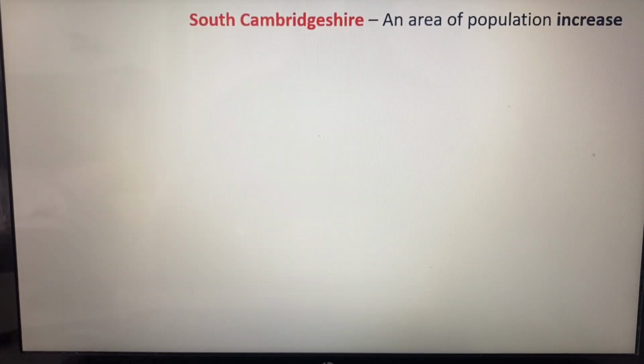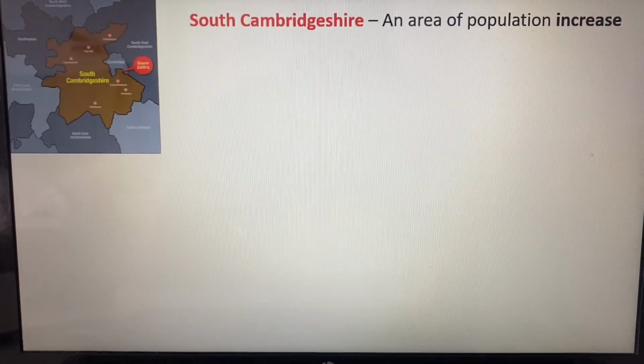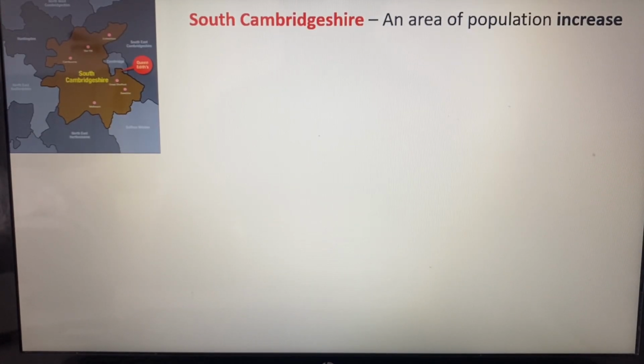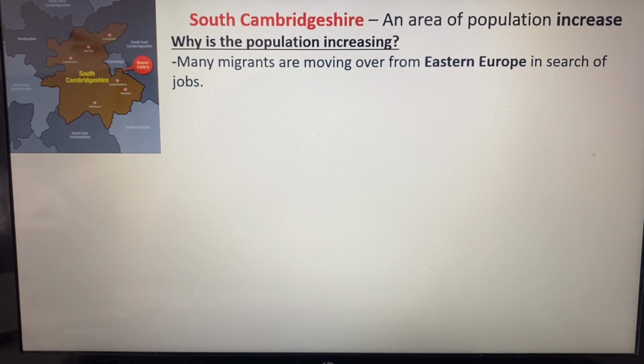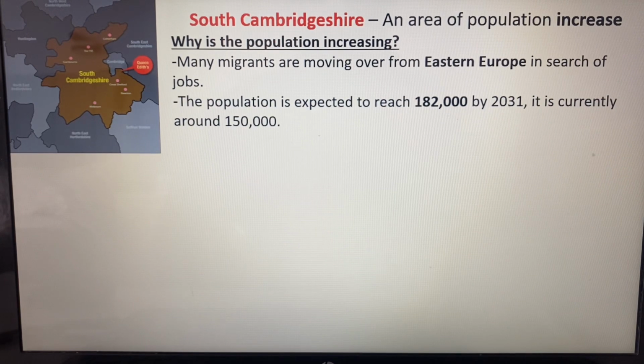Okay, so let's look at South Cambridgeshire in a bit more detail. So we know that it's an area of population increase. Just very briefly, it's increasing because we've got lots of migrants coming in from Eastern Europe, and they're obviously here looking for jobs. The population has obviously increased massively, and it's going to continue to increase. But we need to look at the social and economic impact. So it could be good or bad. Mainly, I guess, people would see it in a negative way.